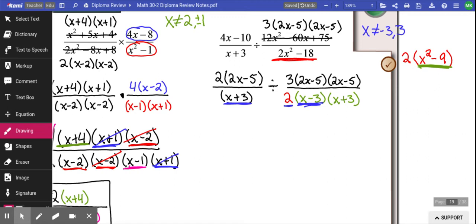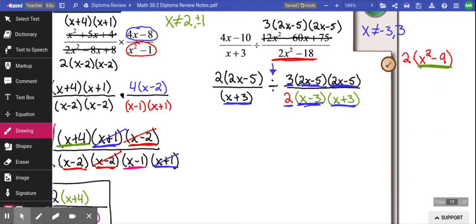The next binomial is x plus 3. You would not be allowed to have x minus 3, we already accounted for that. On the top, the reason I'm checking the top is because of this division symbol. So I need to check this 3. Nothing will make that 3 equal 0. And then I have 2x minus 5s, so they're going to have the same NPV. So I'm only going to do it once.